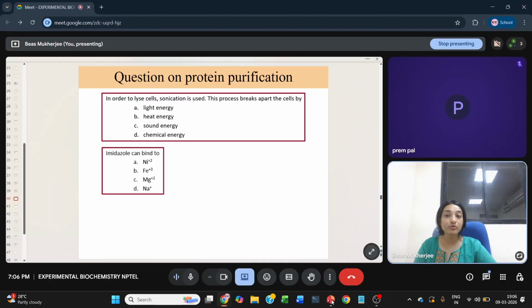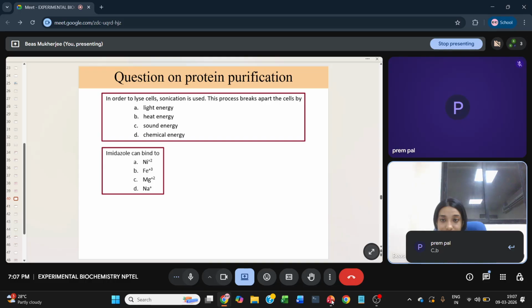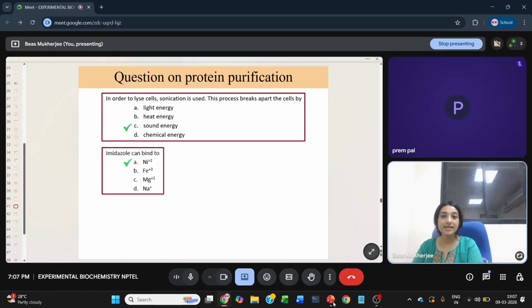Right. So now we have 2 more questions. In order to lyse cells, sonication is used. This process breaks apart the cells by light energy, heat energy, sound energy, chemical energy. And then imidazole can bind to C and B. It is C and A because the first one is sound energy, that is correct. Imidazole can bind to nickel. It is the principle of Ni-NTA chromatography. Right?